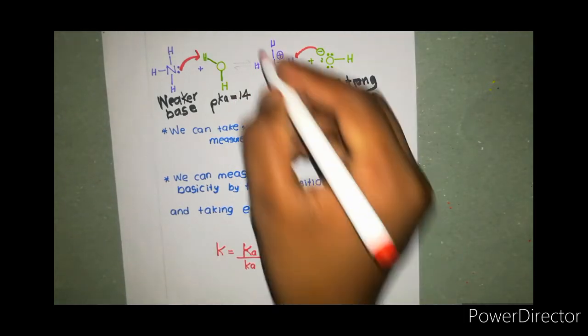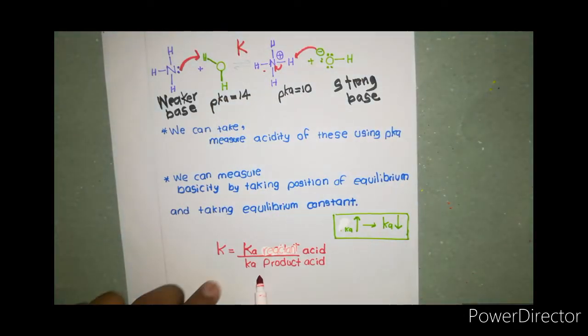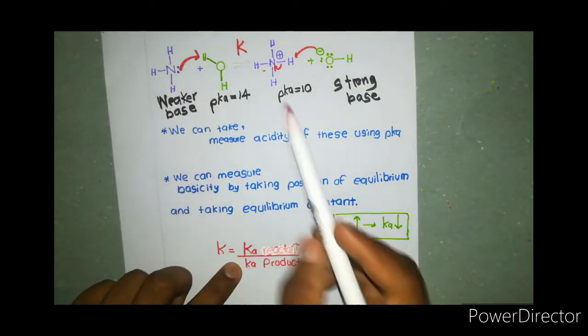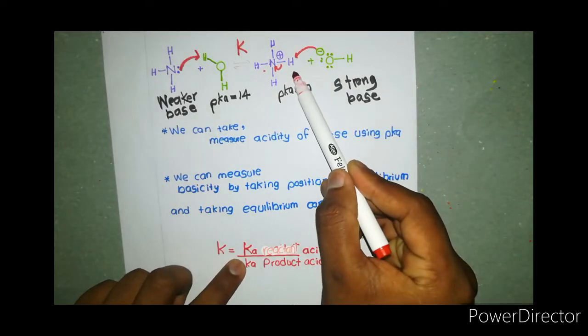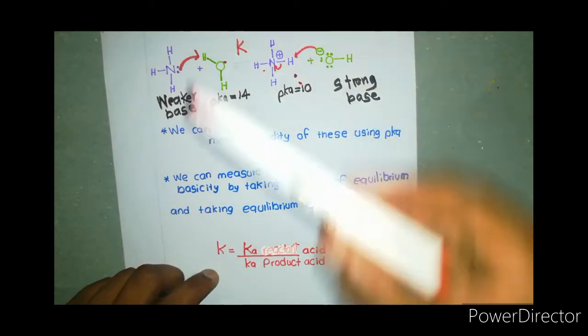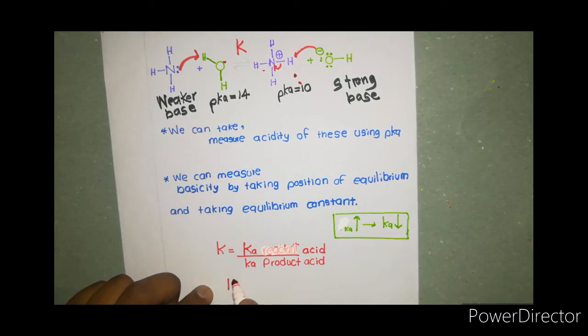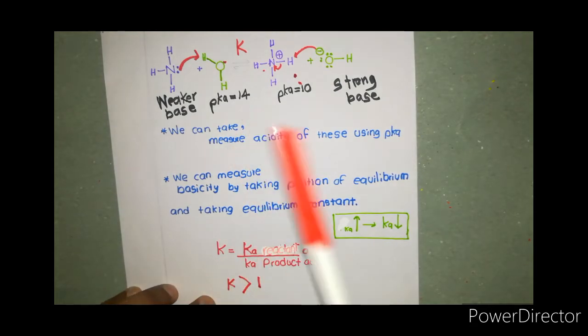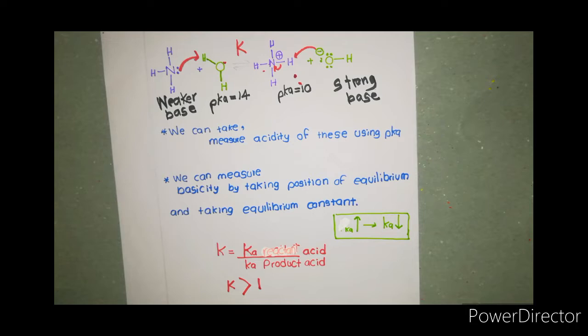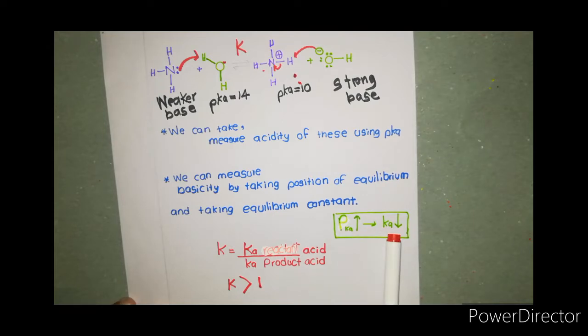The equilibrium constant K can be found using this equation, that is the Ka of the reactant acid. If we take this way as the reactant side, K is the Ka of the reactant acid divided by the Ka of the product acid. If K is greater than 1, then the reaction is favored in that direction. Because when we take the pKa, if the pKa is high then Ka is low, and if the pKa is low then Ka is high.